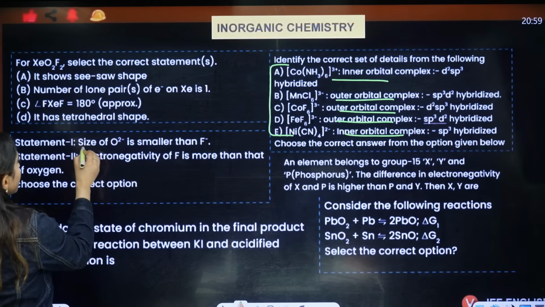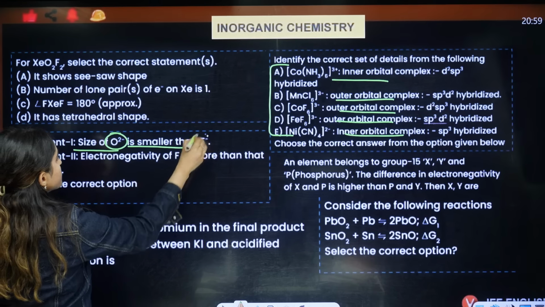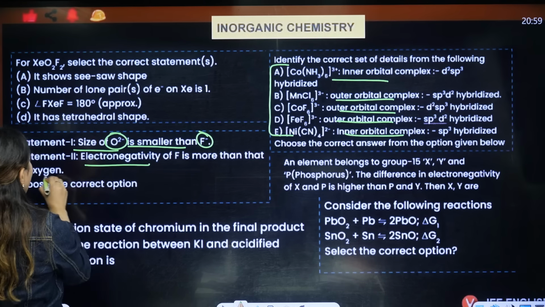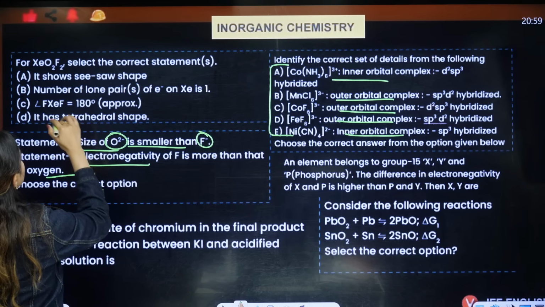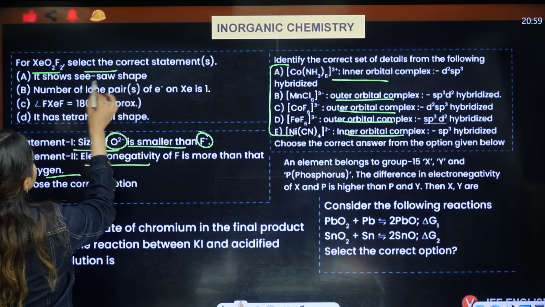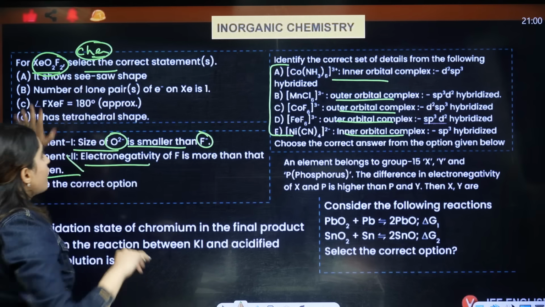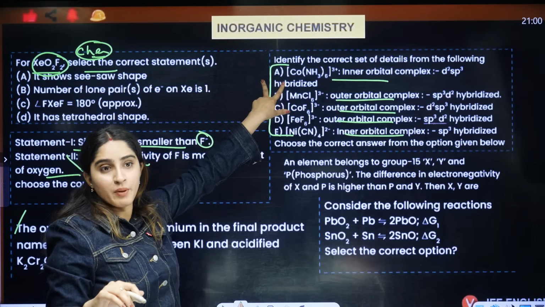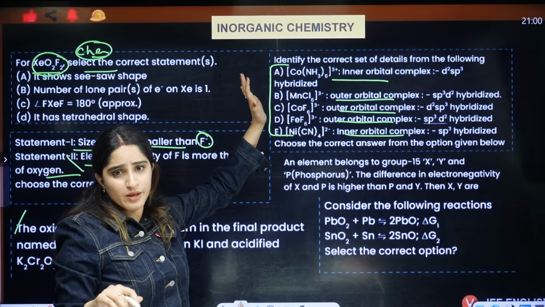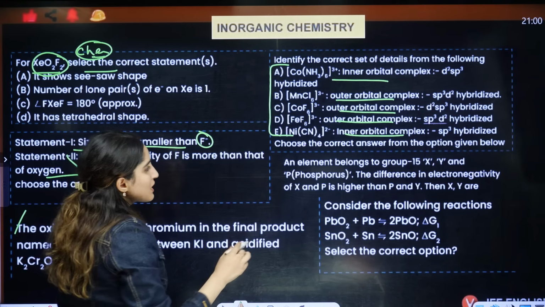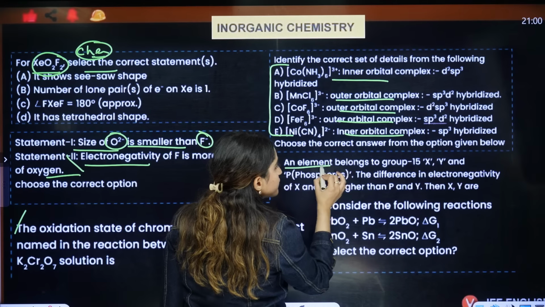If you see this here, the size of O2- is smaller than F-, electronegativity; again all these are under the trends only. Select the correct statement. Now this is also chemical bonding. Can you see one or two questions on shape? Before this, we hardly saw one question. Then, the PDF will be provided, don't worry.